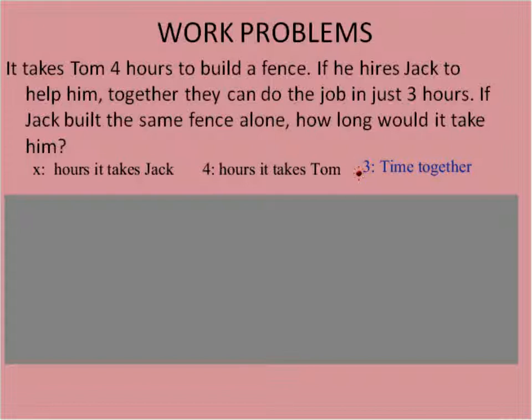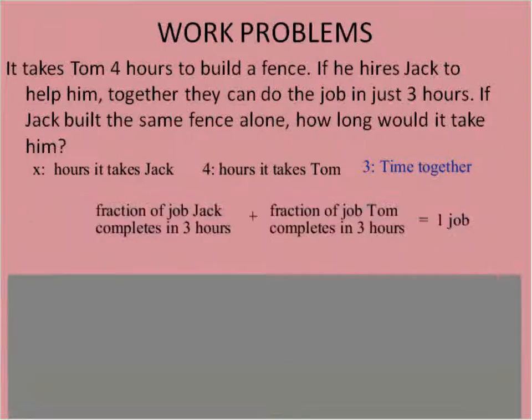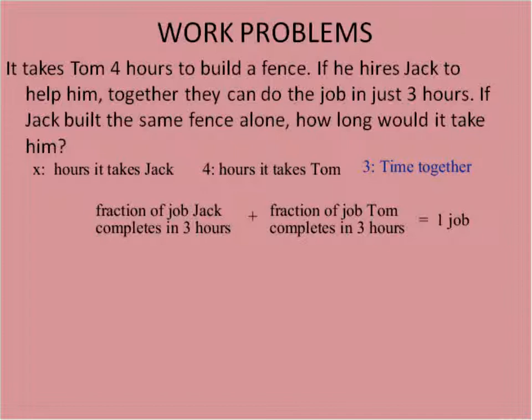So what are we looking at doing? Well, how we set this up is we know that the fraction of the job that Jack completes in 3 hours plus the fraction of the job that Tom completes in 3 hours is equal to one job. So that makes sense because they're each going to complete a part of it in that total time of 3 hours, and putting that together is the total job. So what we do is set up fractions based on the fraction of the job that Jack completes in 3 hours and the fraction of the job that Tom completes in 3 hours.